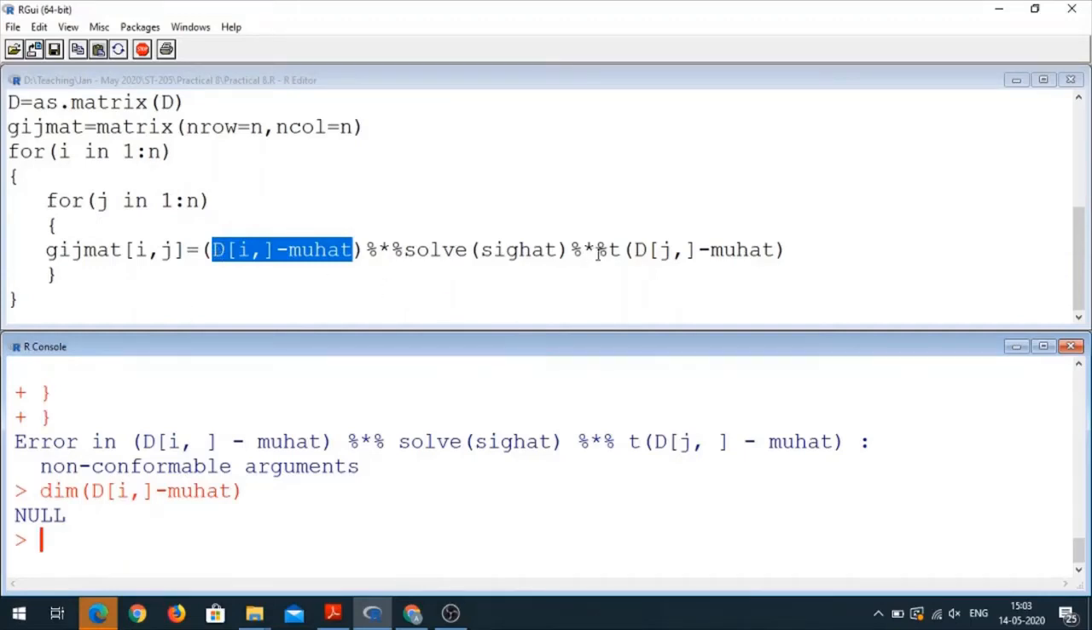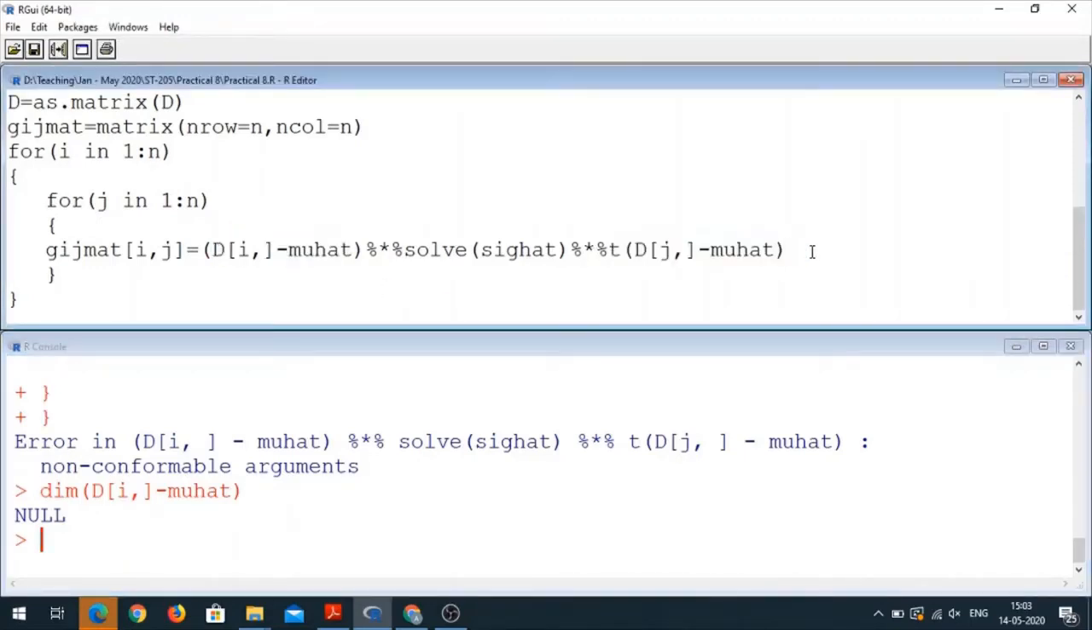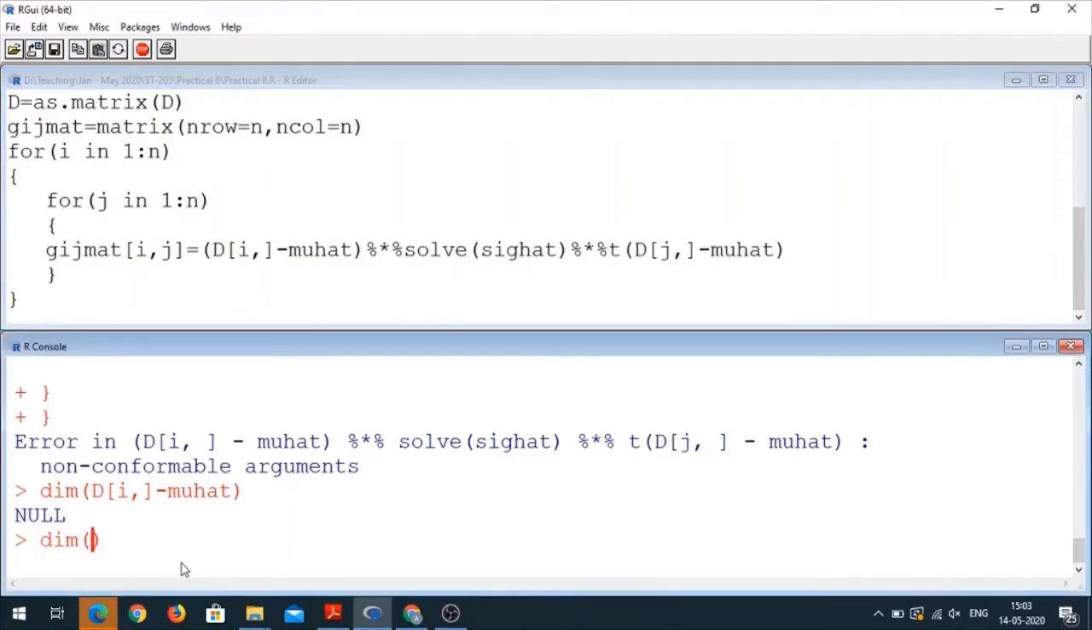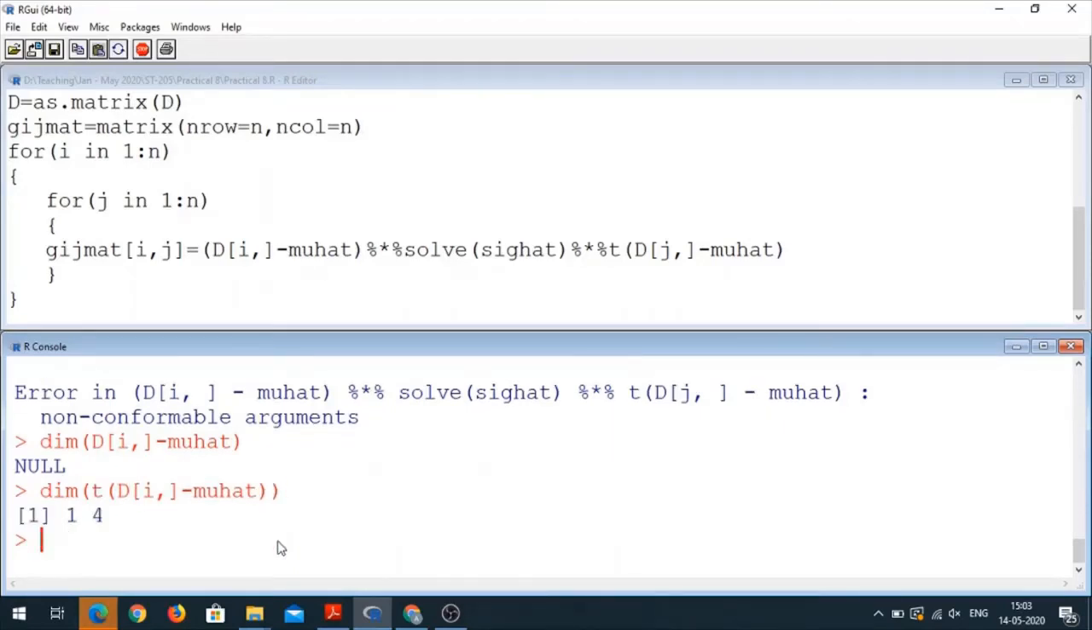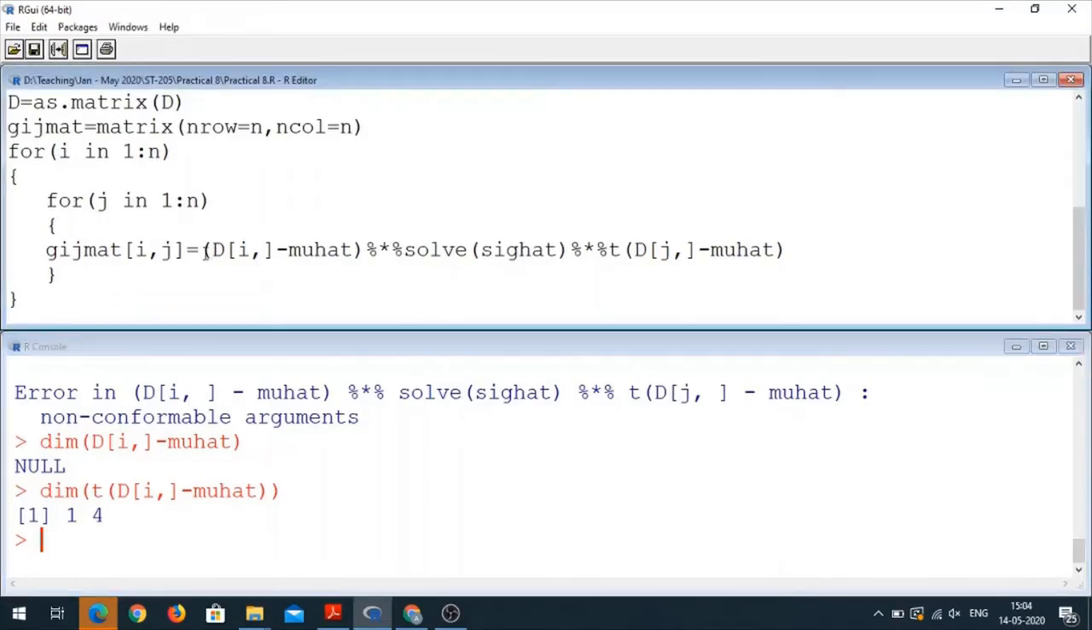So if I see this, what happens? See, this is 1 cross 4. So transpose is now 1 cross 4, which is okay. I think the original one is 4 cross 1. So now I have to put transpose here. I have to remove this. And now let us see again.